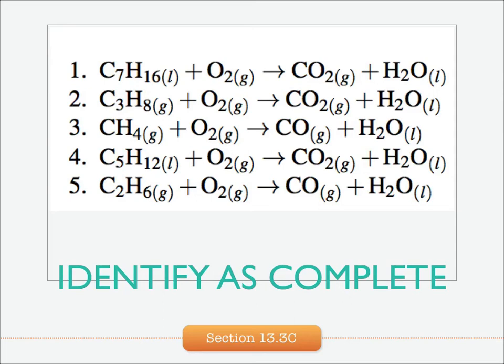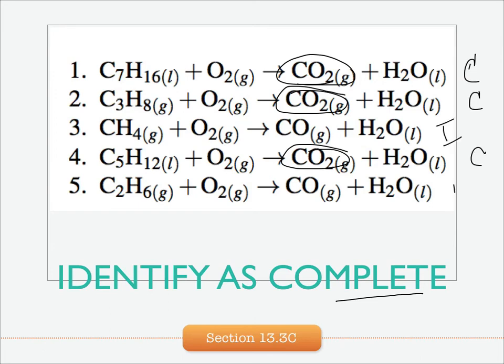All right, so take a look at these, and I want you to identify them as complete or incomplete. Okay, so take a look at those and decide if they're complete or incomplete. Alright, so if we're looking for complete ones, we're looking for carbon dioxide. So those are complete right there. Those 3 are complete. Okay, the other ones are the incompletes because they have carbon monoxide. So all you got to do is look for which one is carbon monoxide, carbon dioxide.